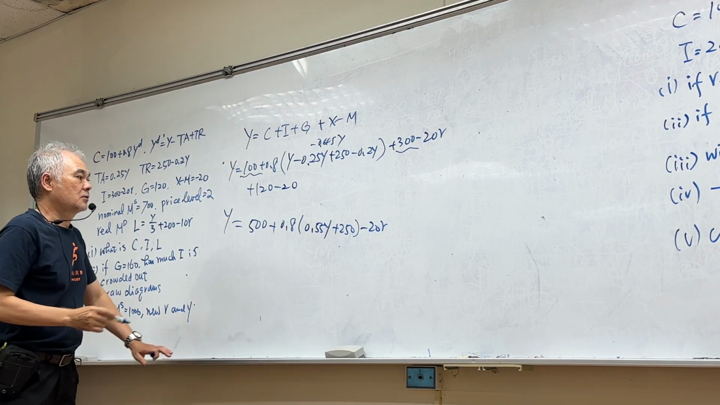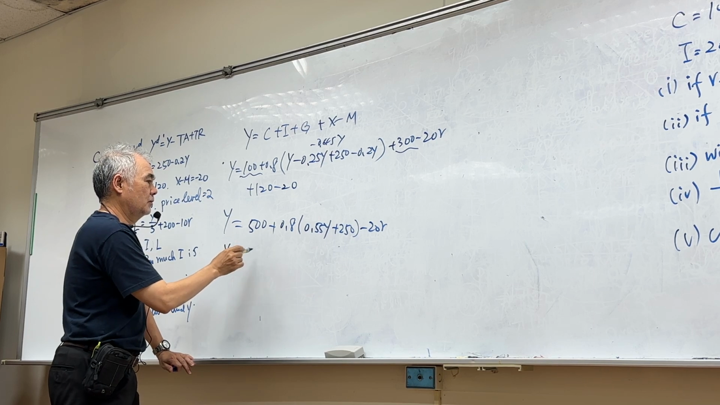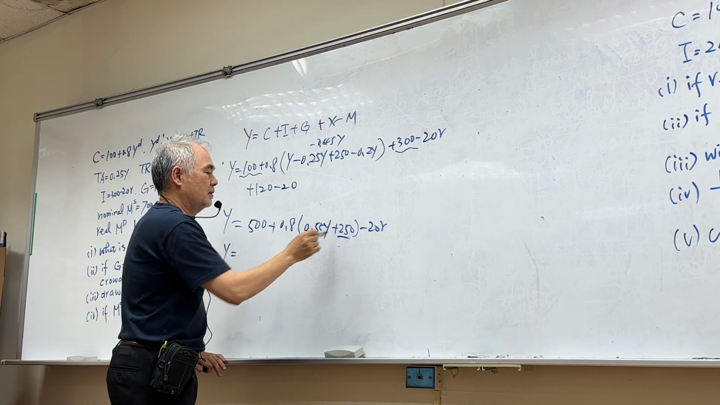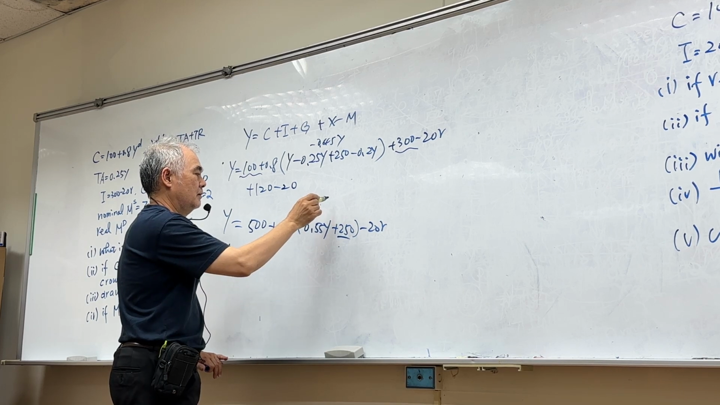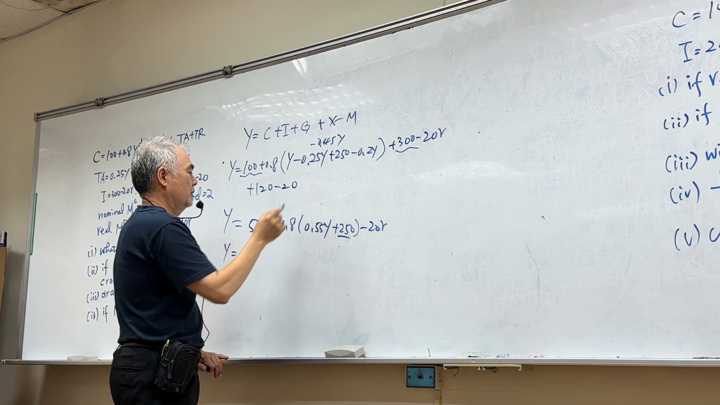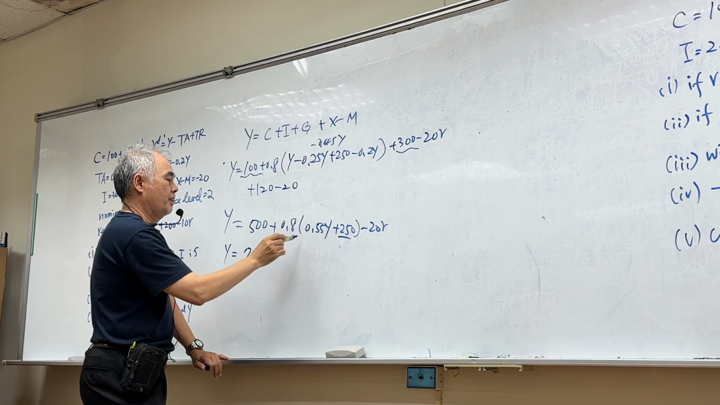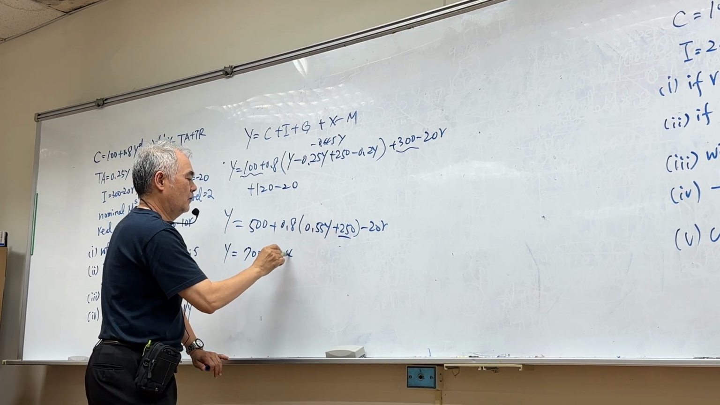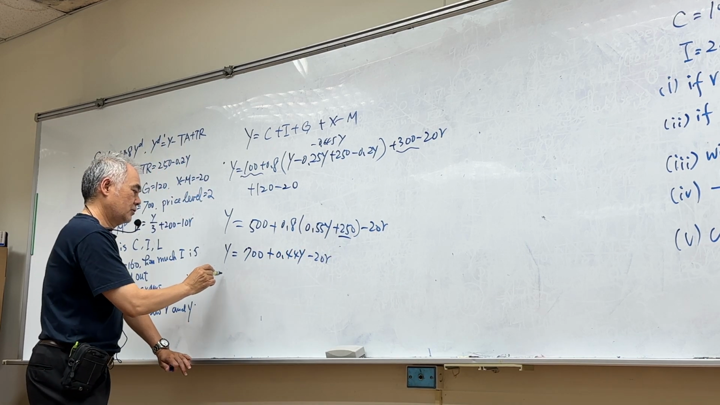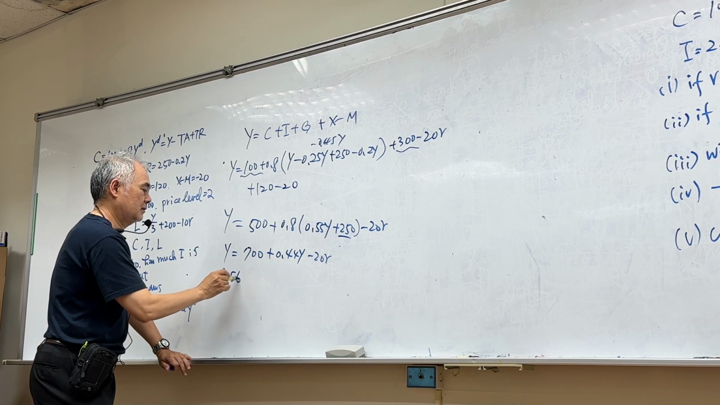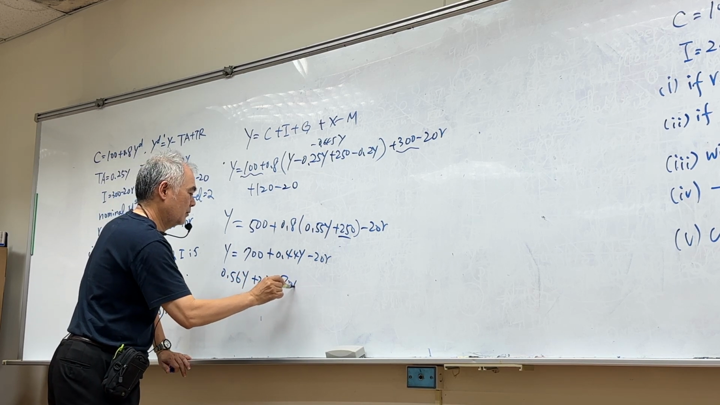Okay, so then let's move on. So y is equal to, so how much is this? 200, right? Okay, 200, so there will be 700 plus 0.44y minus 20r. So then what you have is 0.56y plus 20r is equal to 700.